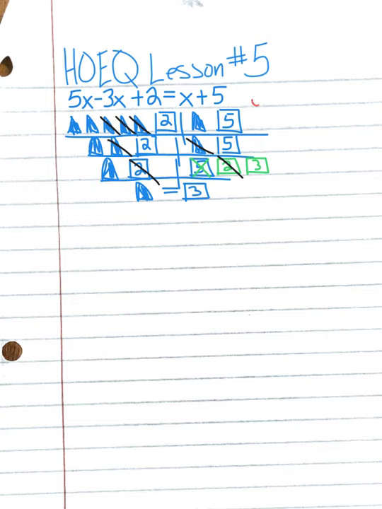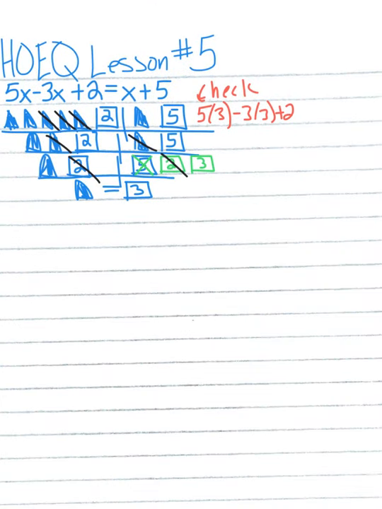If we go ahead and check that, it's going to be 5 times 3 minus 3 times 3 plus 2 has to be the same as 3 plus 5. So we have 15 minus 9 plus 2 is equal to 8. Well, 15 minus 9 is going to be 6 plus 2, so 8 is equal to 8.